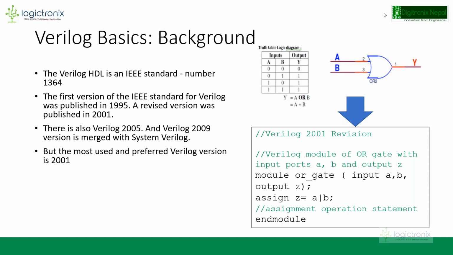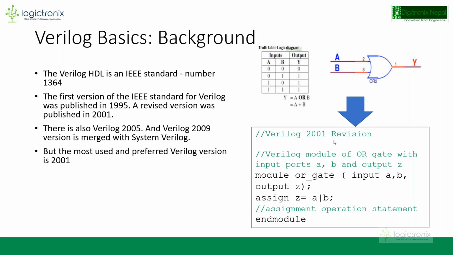So we have the OR gate with these ports, and we have the assign operation. Assign Z equals A or B. Actually, this bar is the OR operator for Verilog, so we use it for ORing A and B. We have the semicolon, and we have endmodule. There is no semicolon on the last endmodule line. So this is the 2001 revision of Verilog.